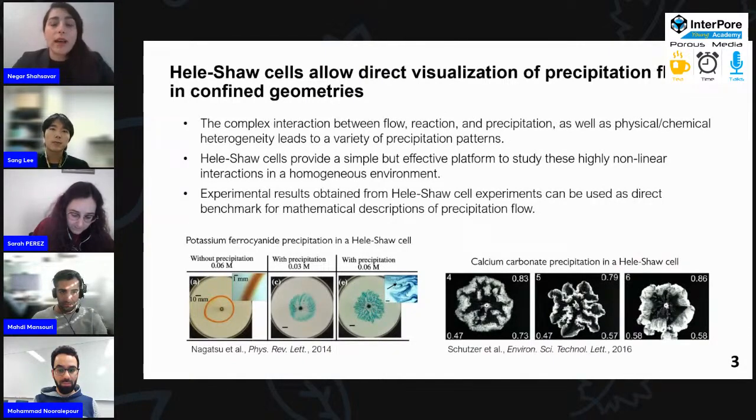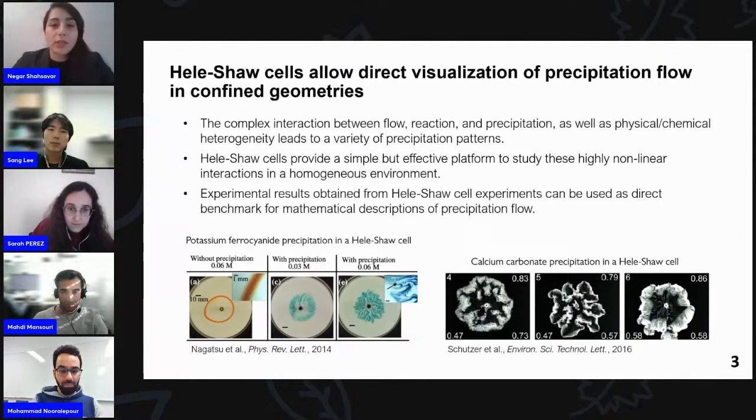Laboratory studies show that precipitation flow is a complex system, due to highly nonlinear coupling between advection, diffusion, and reaction. For this reason, people have studied precipitation flow in simple geometry, such as Hele-Shaw cells. The Hele-Shaw cell provides us a simple but effective platform to study these nonlinearities.